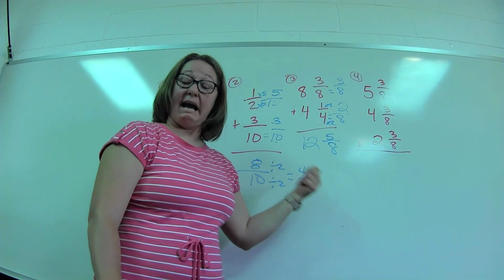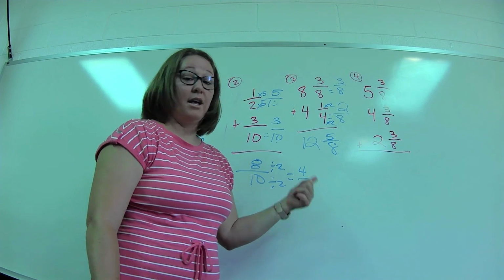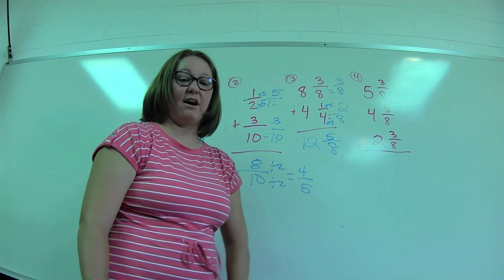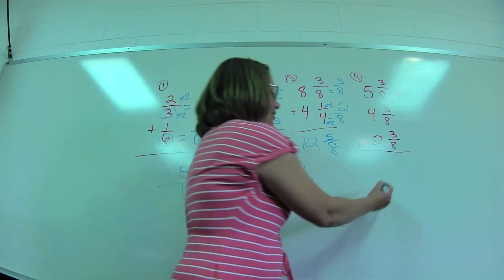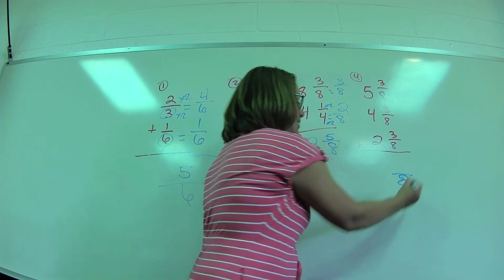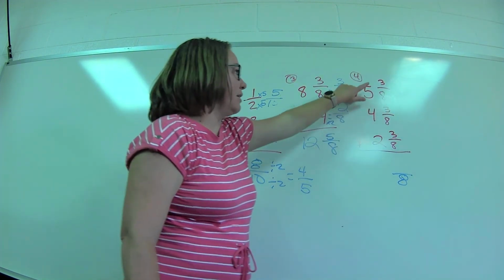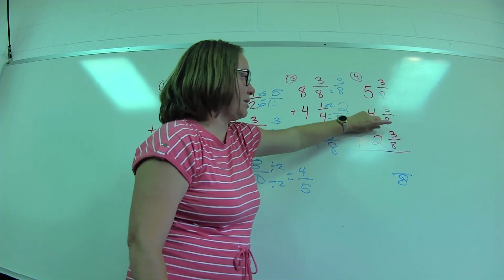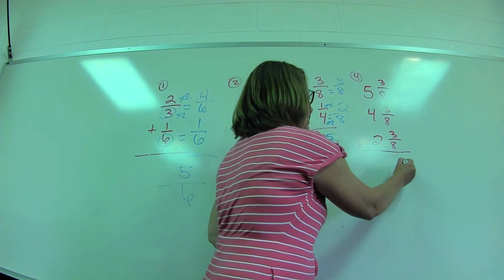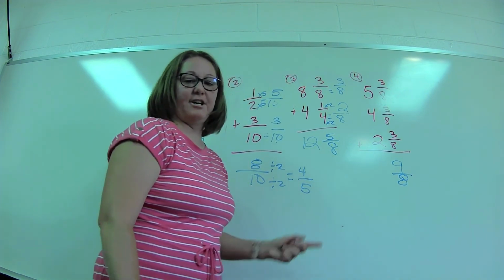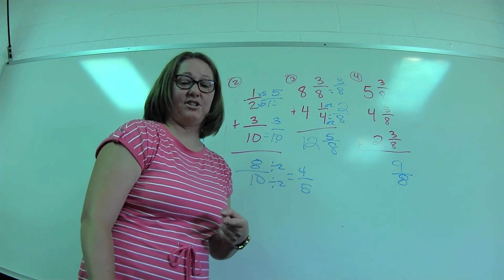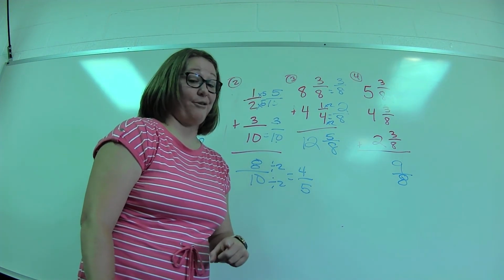Now, if you can see this problem, I have 5 3/8 plus 4 3/8 plus 2 3/8. Now, can I add these fractions the way they are? You bet I can, because they all have a common denominator of 8. All right, so let's go. 8 is a denominator. What's our numerator? 3 plus 3 plus 3. Well, 3 plus 3 is 6 plus 3 is 9. All right, now I have 9/8. Do you remember what kind of fraction that is? It is an improper fraction.